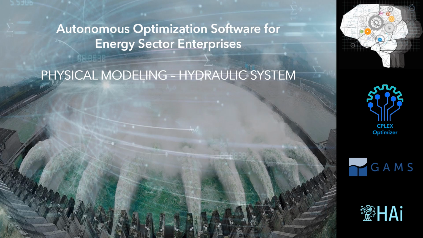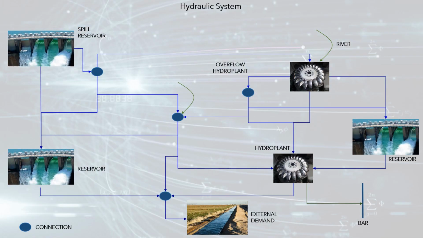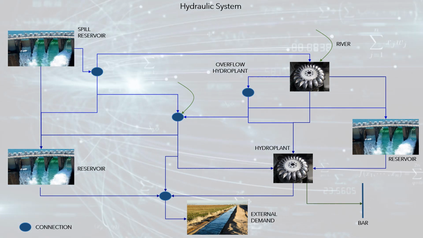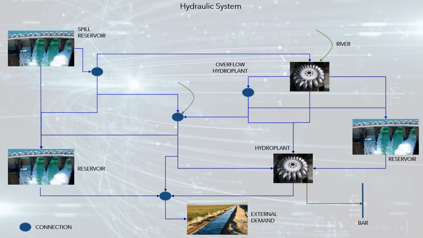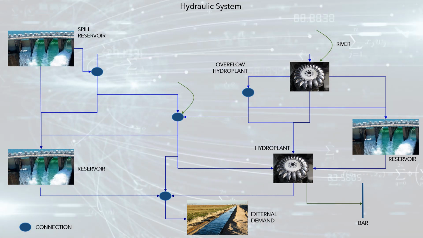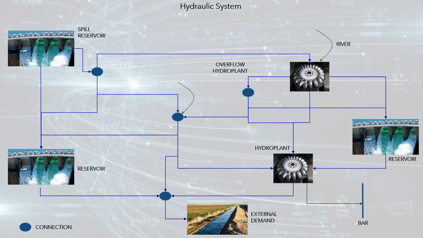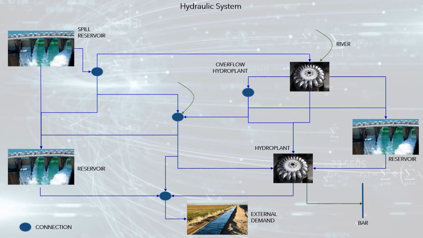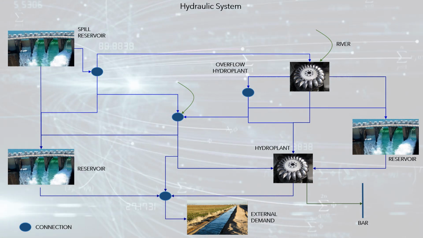Hydraulic system physical modeling. High water corresponds to a general model that includes all kinds of hydraulic components: reservoirs, hydroelectric power plants, rivers, overflow channels, connection points and pumping stations, demands like irrigation, aqueducts, environmental, industrial. Components can be freely linked to form any topology, like pumping storage systems.